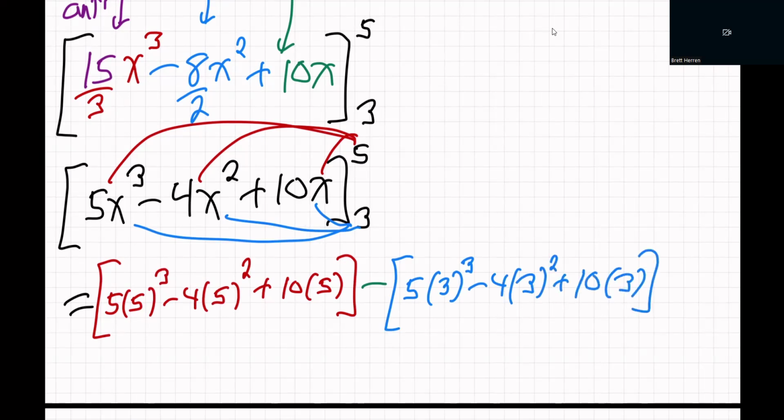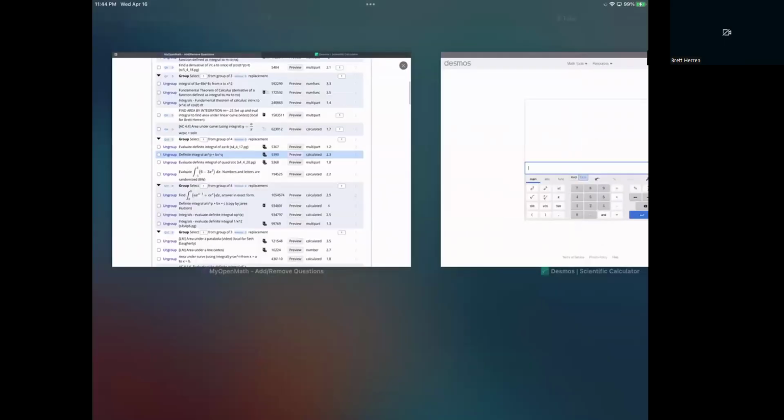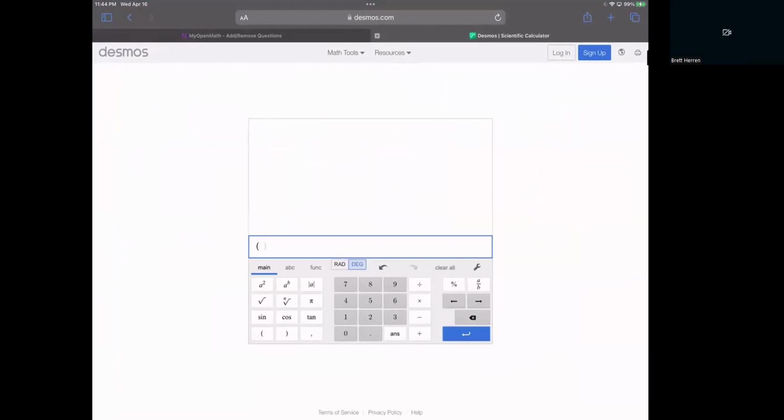It's a little bit tedious. You can go to Desmos and get your numbers. And that's probably what I would do to save time. Yeah, I'm able to do that. 5 times 5 cubed. Here we go. 5 times 5 to the third power.